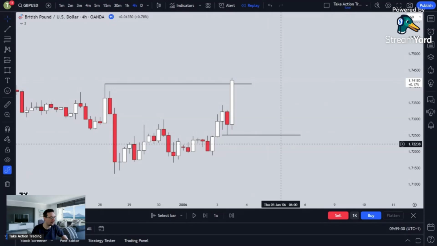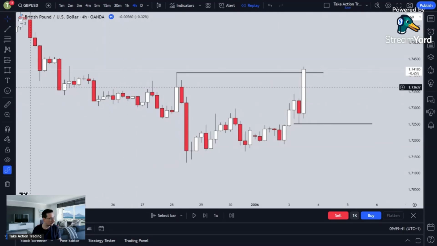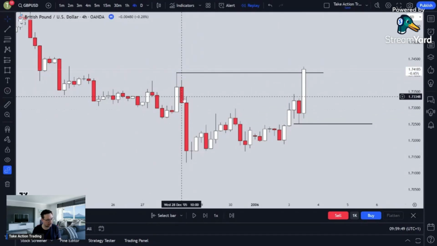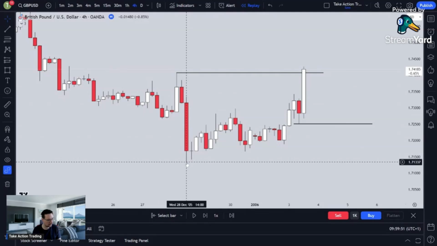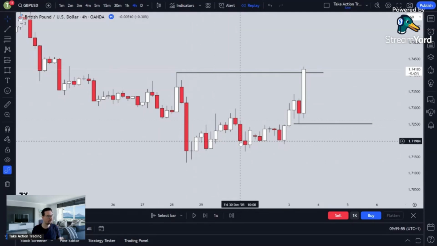Now, for those of you who have made it this far, I want to just stop and acknowledge something with this. Why is structure so important to me? Why is it so important? I'll explain it. So what we're going to look at is this is the last area where buyers tried to get in the market and sellers overwhelm them and push lower. Now, all of this is just noise to me, and I'll explain why.